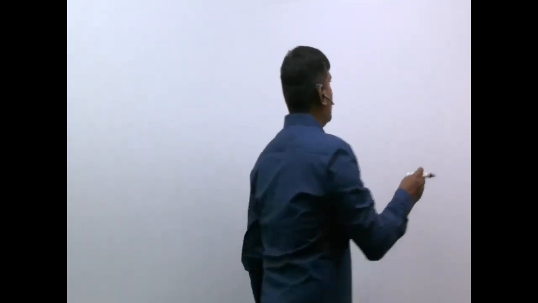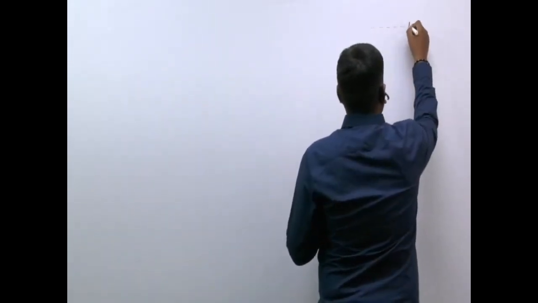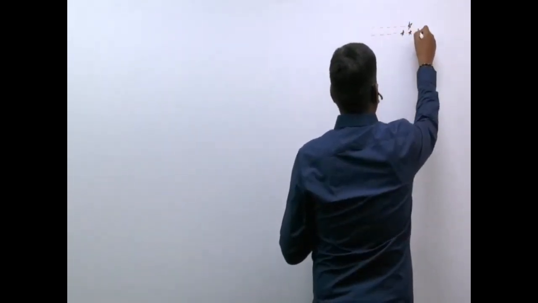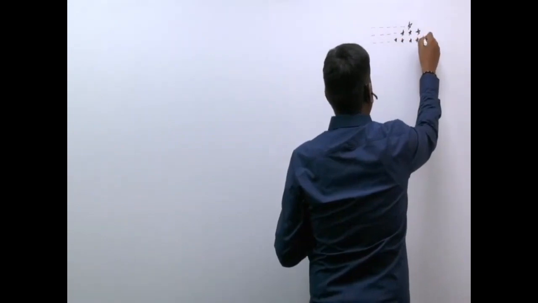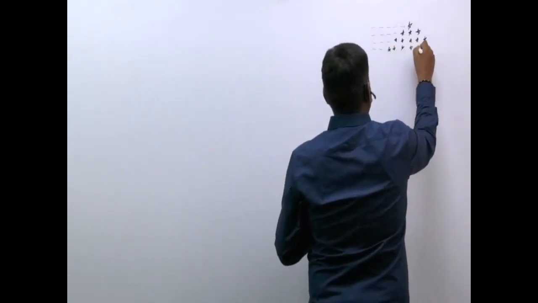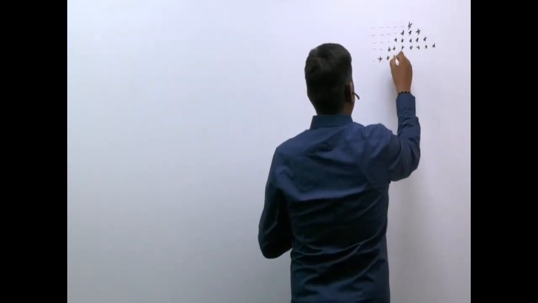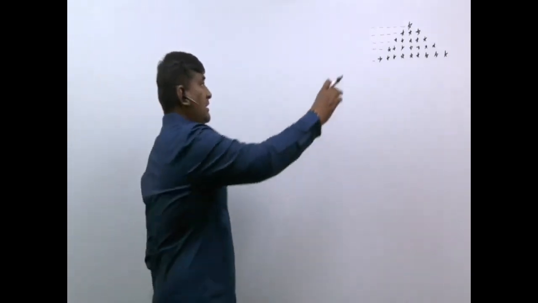So this is the pattern that they are expecting now. 5 spaces followed by 1 star, 4 spaces followed by 3 stars, 3 spaces followed by 5 stars, next 2 spaces followed by 7 stars like this, and finally 1 space followed by 9 stars. In fact, it is an equilateral triangle or a full pyramid. And these are all the spaces.